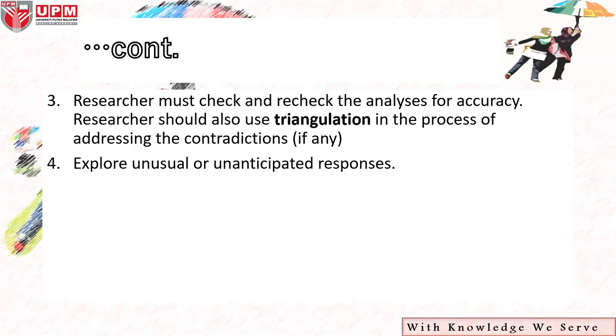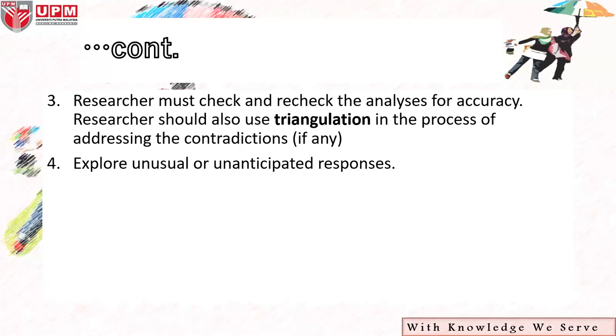Okay, meaning that you have at least three methods. Tiga kaedah yang kita gunakan untuk reconfirm and recheck our data. First, probably through transcribe, audit trail, okay, document analysis. Boleh jadi tiga dah. Next one through field note or probably through observation, triangulation. At least three methods to triangulate, try to reconfirm our finding.